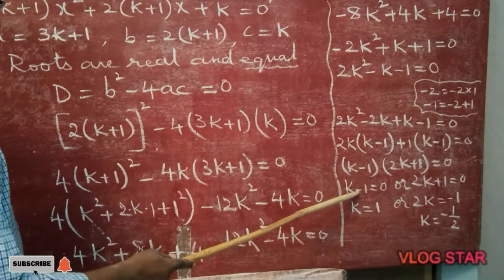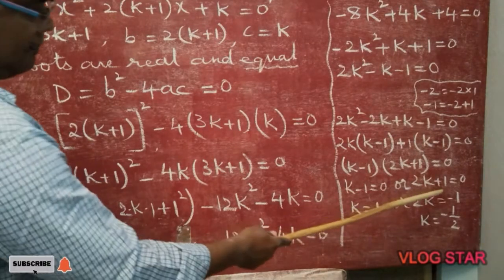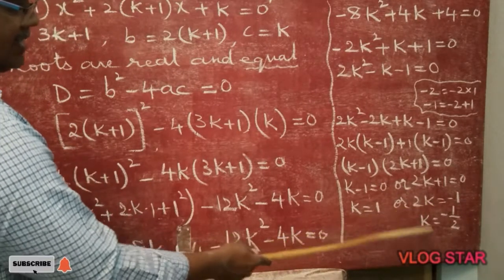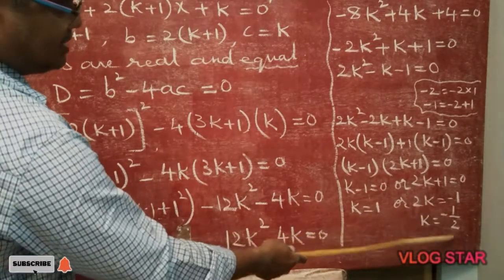So minus 1 going from left to right is plus 1. Plus 1 going from left to right is minus 1. 2k means 2 into k, multiplication becomes division. k is equal to minus 1 by 2.